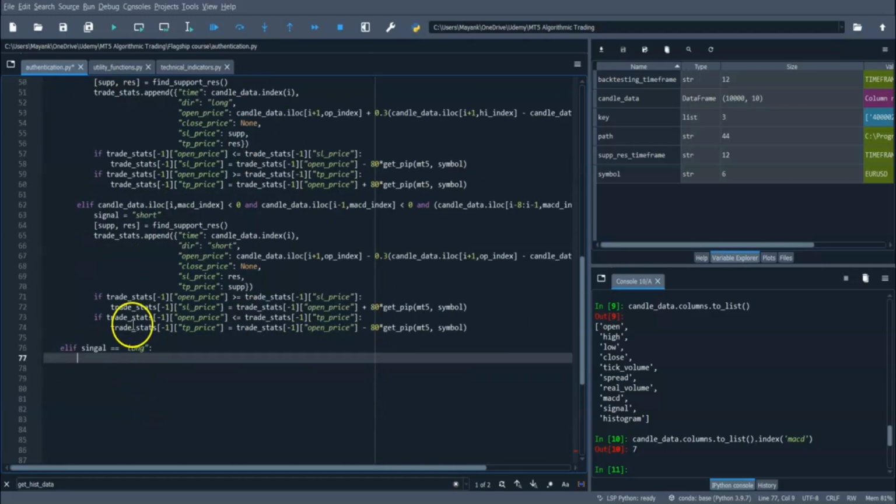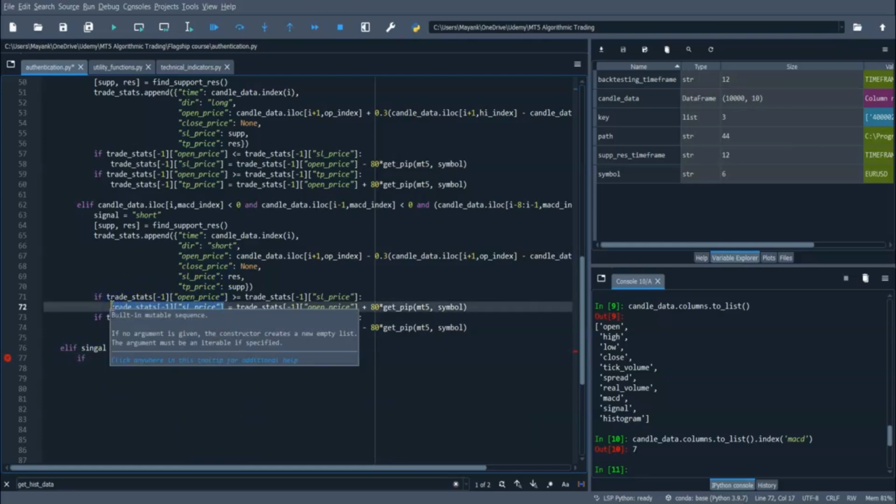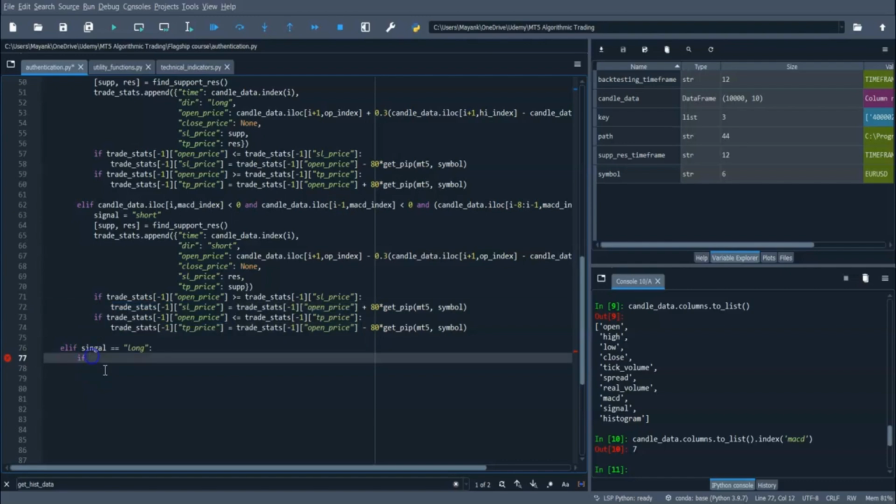So the first thing that we'll have to check if the signal is long is whether for a given row, the stop loss was triggered or not. And how do we check that? We already have stop loss stored in the trade stats variable. So trade stats -1 stop loss price, meaning the stop loss price of the recent trade or the last trade, which is the ongoing trade right now or the ongoing position. If the stop loss price is less than equal to the low price, think about it.